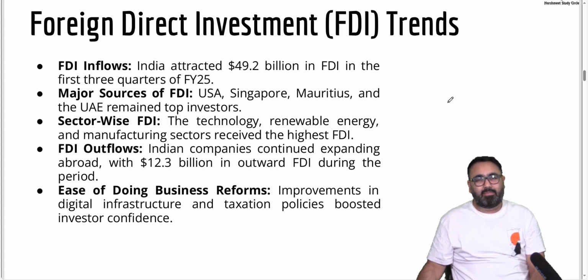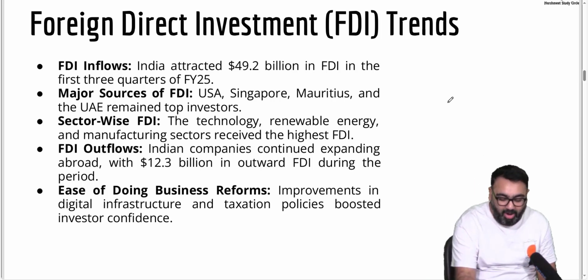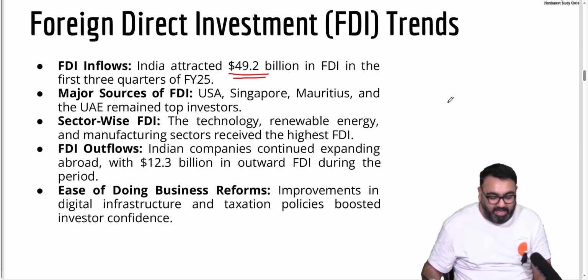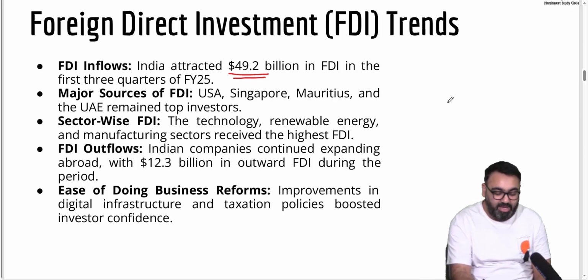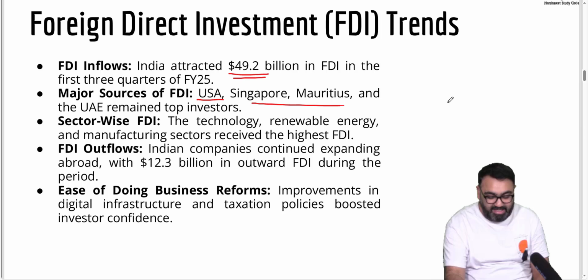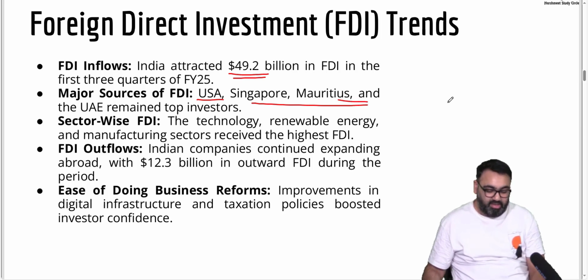The third chapter also talks about FDI, that is foreign direct investment. Now, the good part is India has always been a very attractive market, especially after the 1991 reforms. It's a market that gives good returns to investors from around the world. So we saw about $49.2 billion of FDI coming into India in the first 3 quarters. The countries that put the most money into India in the form of FDI included USA number 1, then Singapore, Mauritius, and UAE.